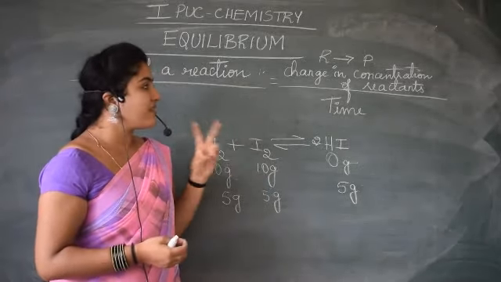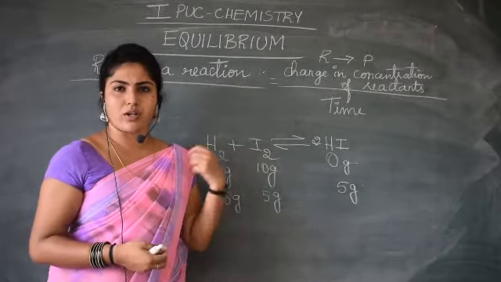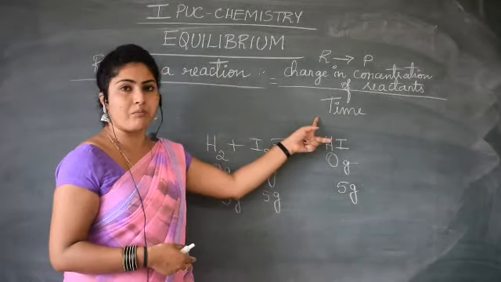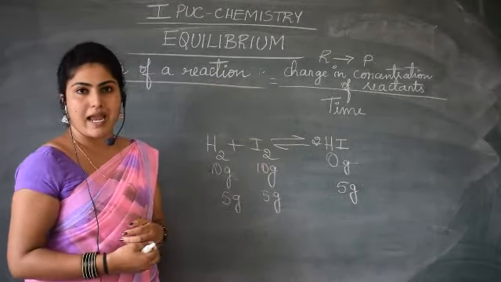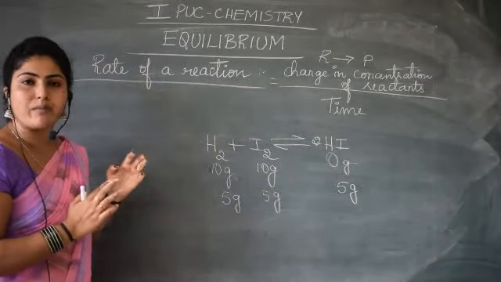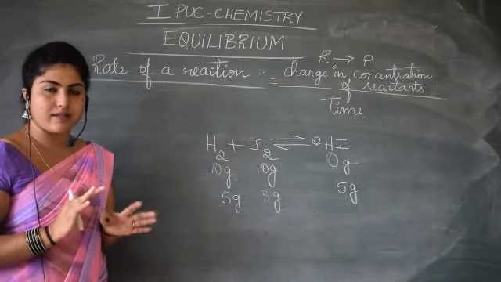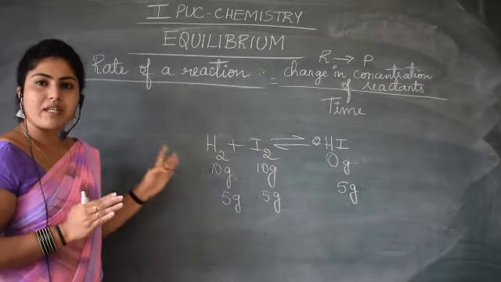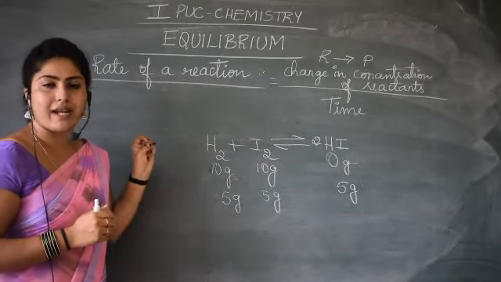So change in concentration of reactants or even products with time is called the rate of reaction. So you have a picture of what rate is now. Rate means velocity of the reaction, okay? In general words, velocity, but chemically we use this term called rate of a reaction.